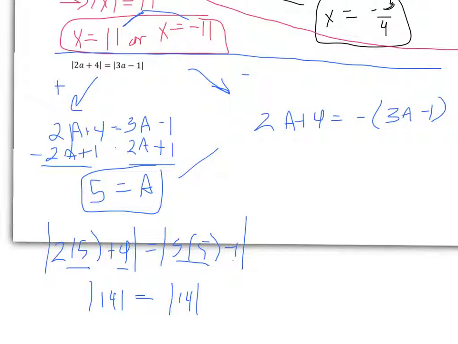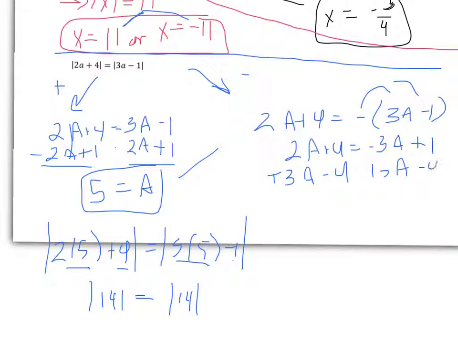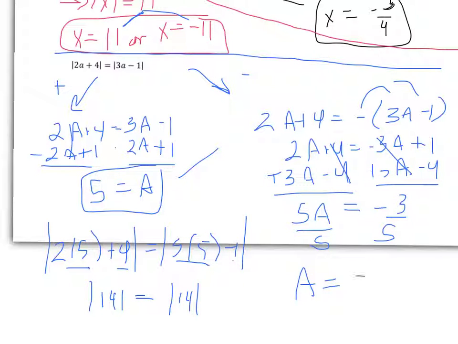Now this one here, we need to distribute our negative into here and here. So we have 2a plus 4 equals negative 3a plus 1. I'm going to move my a's to the right now. Add 3a. Subtract 4. So 2a and 3a is 5a. Our 4's cancel. Our a's cancel. And minus 3. Divide by 5. And we get a equals negative 3/5. So that's our second solution. We could plug that in. It will work the same way as the one before. But there's the two solutions.